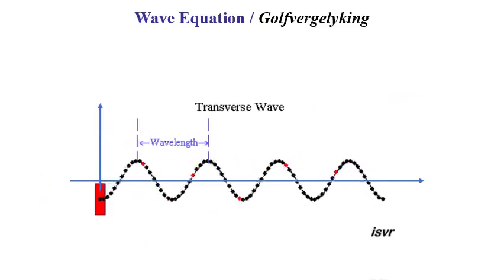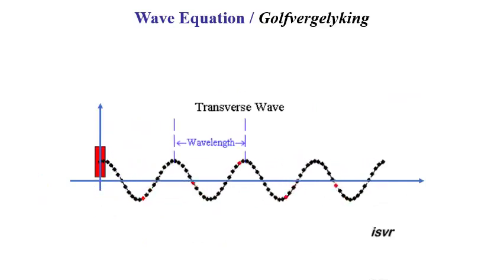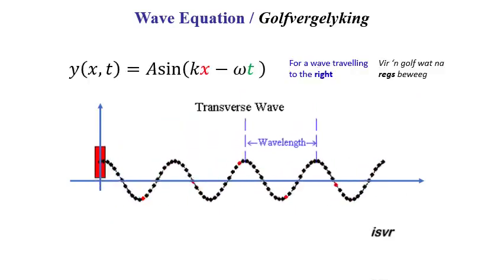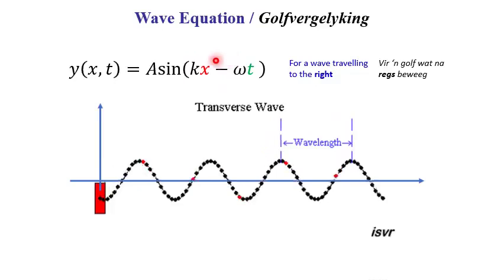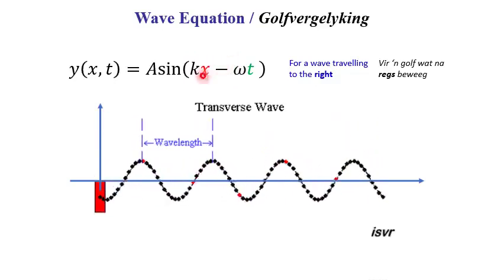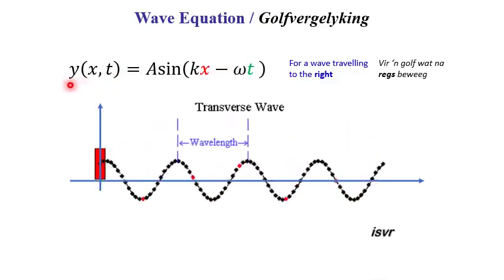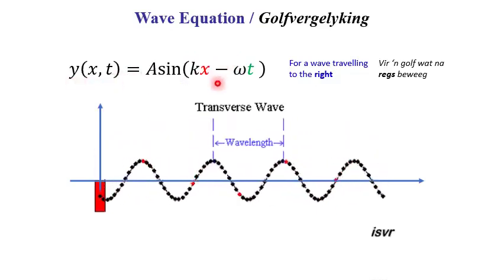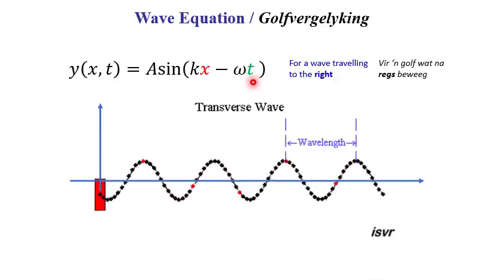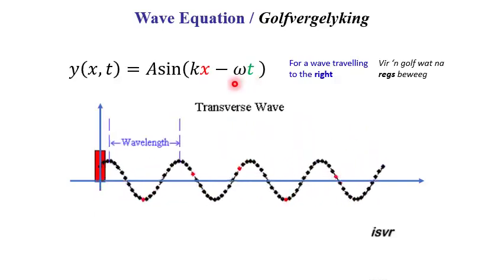Okay, so here we have a wave traveling to the right, so we can model it using the wave equation. So this is the wave equation for a wave traveling to the right. It has the minus sign there. And I said that this equation gives us the y position of any rope particle, so for any x position, at any time. Okay, so let's have a closer look at that.